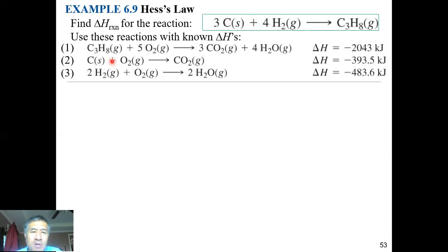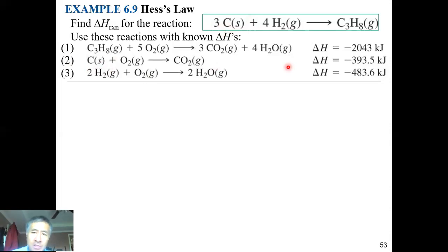So the location of the C(s) in equation two matches the location of the C(s) in this equation. But what is the difference? The difference is the number. The equation you want needs three C solid, and here we only have one. So you have to multiply equation two by three. That will give you the right location for carbon solid and the right number.